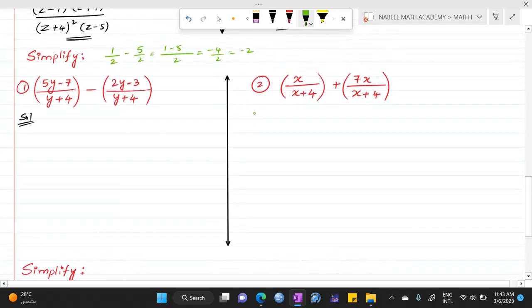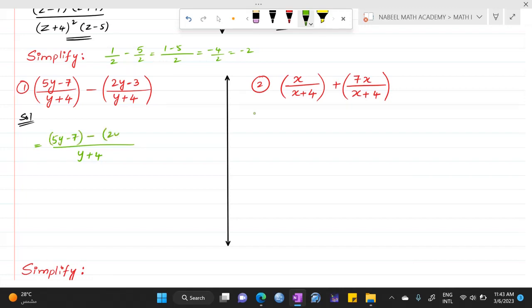Here the denominator is the same. So I will take the denominator one time, y plus 4. Now it is 5y minus 7 minus 2y minus 3 over y plus 4. Now if you simplify, what will we get? It is 5y minus 7. If you multiply inside, minus into minus is plus, so minus 2y, then plus 3. The y term is 3y, and then the constant term is minus 4, so it is 3y minus 4 over y plus 4.